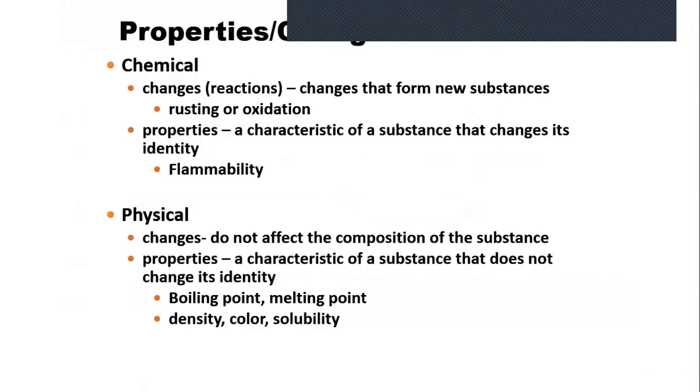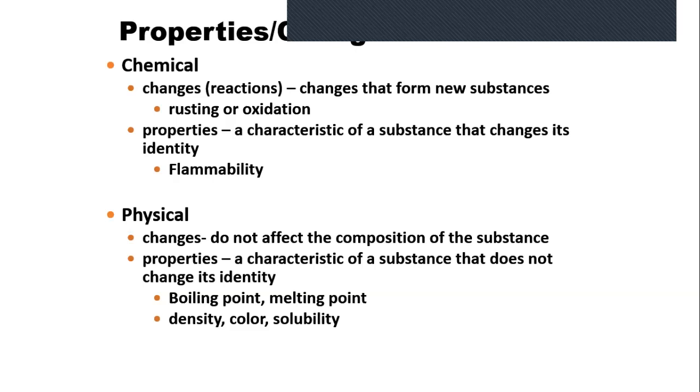Just to recap what we talked about in last lecture, chemical changes, or what we commonly refer to as chemical reactions, change to form a new substance. So for example, we use the processes rusting and oxidation, because when something rusts, it's no longer what it was. It's turned into something new.